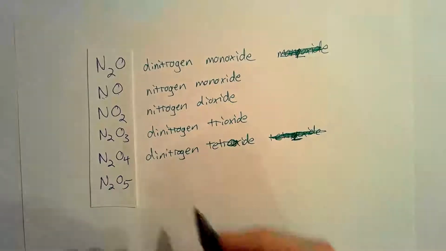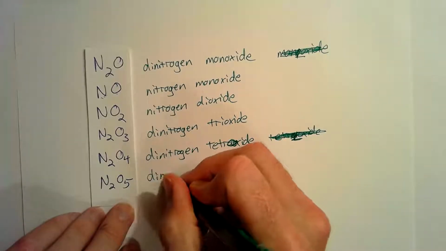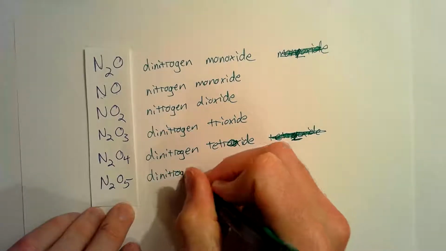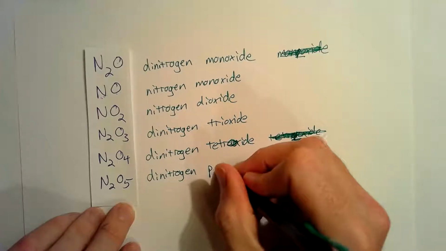That's an O. And then this will be dinitrogen pentoxide.